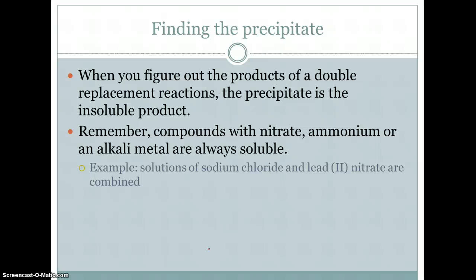You can also have a double replacement reaction where you have to find a precipitate, and the precipitate is the product that is insoluble. And to figure out what's insoluble, you need to remember that nitrates, ammonium, or things with alkali metals are always soluble, so they will never be your precipitate. For example, solutions of sodium chloride and lead 2 nitrate are combined. So we have sodium chloride, NaCl, and lead 2 nitrate.